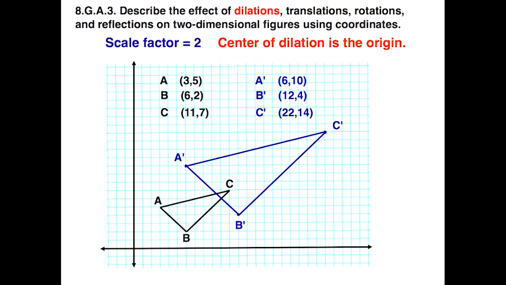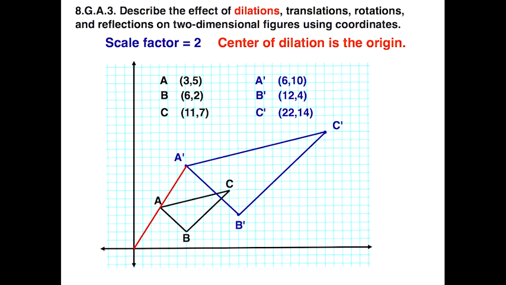So here's what happens. If we start at the origin and we draw a line that goes through our first vertex A and we keep it going, it's going to also go through the new vertex A prime. Same thing happens here. When we draw a ray that goes through B, it's going to go through the new location B prime, and the same thing with C.